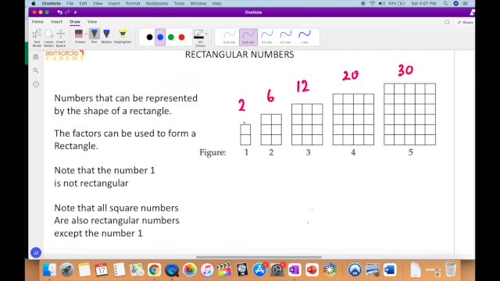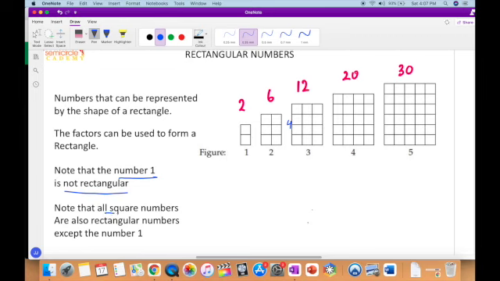So we have the number 2. The number 2 is not a square number, but it is a rectangular number. Or the number 6, or the number 12, or 20, or 30, right? They are rectangular. The factors can be used to form a rectangle, right? So 3 times 4 gives us 12, right? Note that the number 1 is not rectangular. 1 is a square number, but it's not a rectangular number.